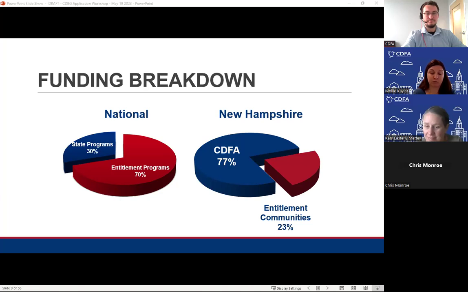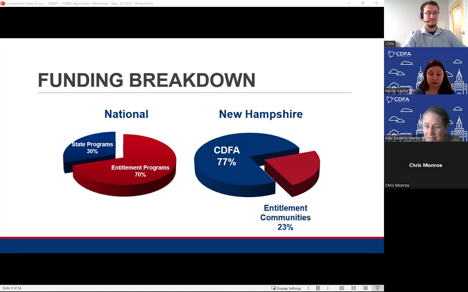So you can see nationwide, on average, entitlement communities receive nearly 70% of the overall CDBG allocation each year, and then 30% goes to state-run and small city programs such as the one that we're talking about today that CDFA administers.